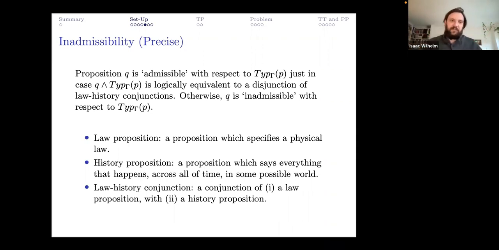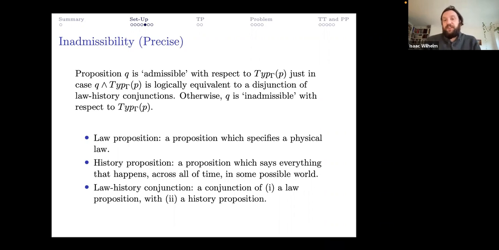Okay, so here's the characterization of what it is to be inadmissible. In what follows, I'm going to say the proposition Q is admissible with respect to the proposition that P is typical in gamma, just in case the conjunction Q and P is typical in gamma is logically equivalent to a disjunction of law history conjunctions. And if not, I'm going to say that Q is inadmissible with respect to the fact that P is typical in gamma.